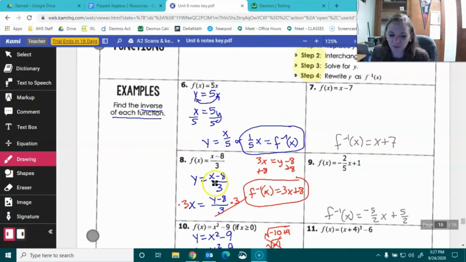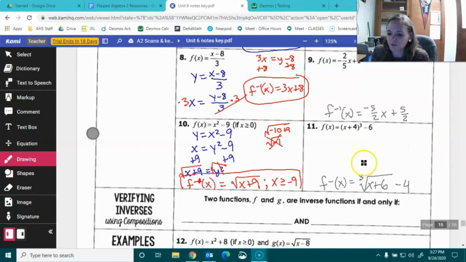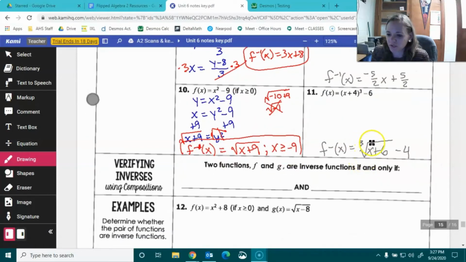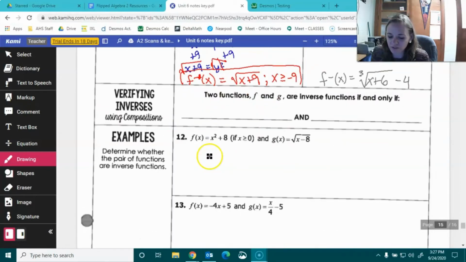Alright, here we go. Number 7, the inverse is x plus 7. Number 9, the inverse is negative 5 halves x plus 5 halves. And number 11, the third root of x plus 6 minus 4. Okay, I'm going to show you what these look like graphically.